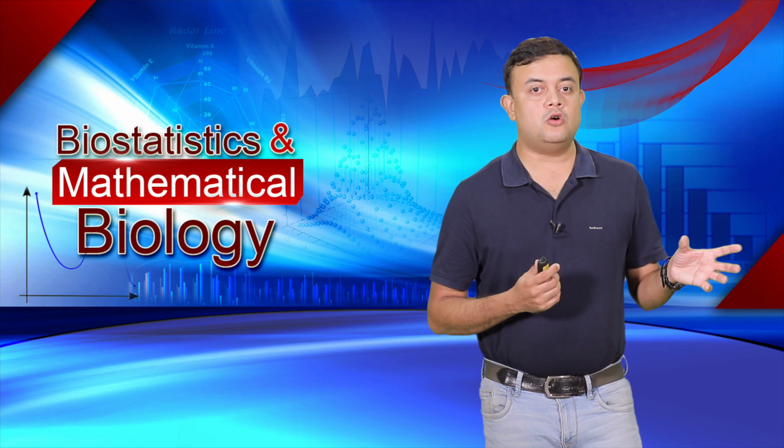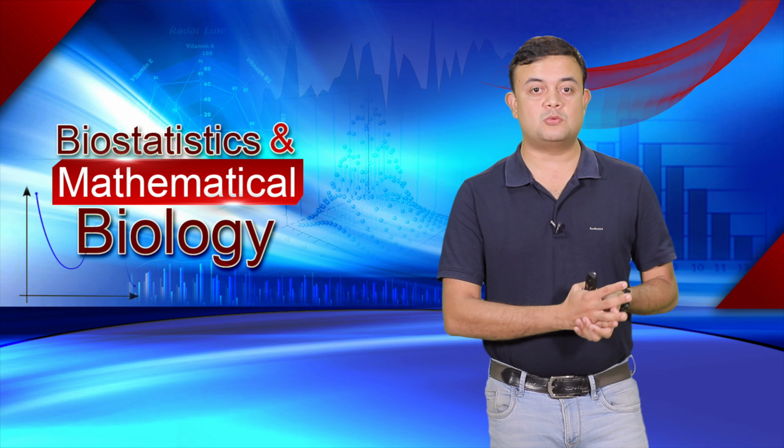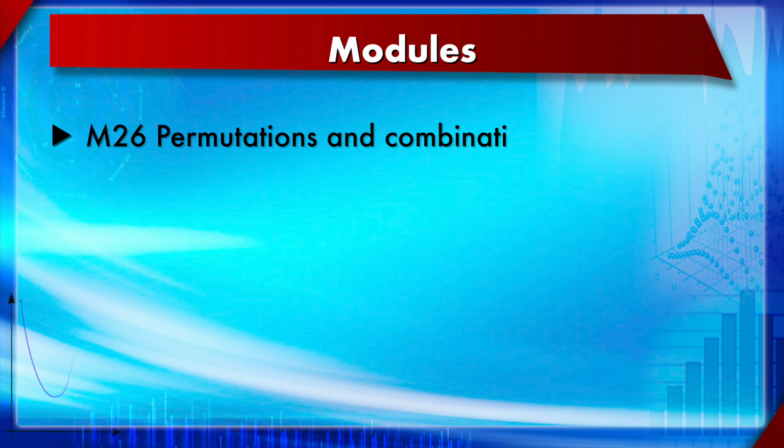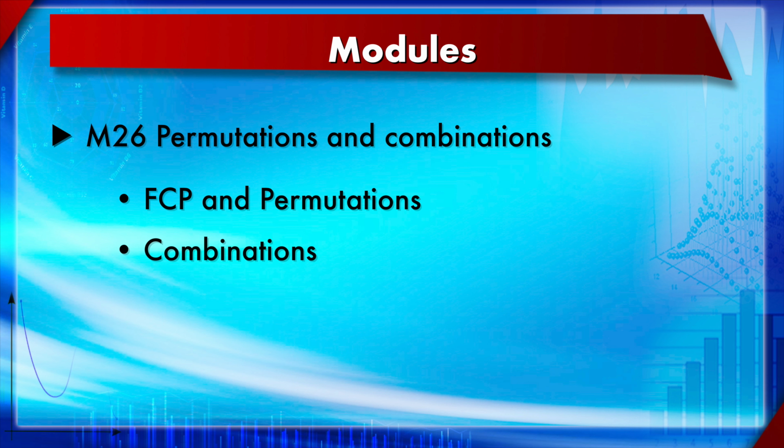In the next module, module number 26, we learned about permutations and combinations, which is quite a simple but quite interesting subject, of course. In the first section, we learned about FCP, that is the fundamental counting principle, and permutations, while in the second section of the same module, we learned about combinations, where the order does not matter, while in permutations the order matters.